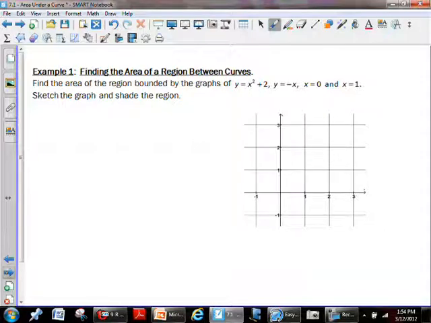So our first example: finding the area of a region between two curves. The curves in this case are y equals x squared plus 2 and y equals negative x. Let's graph y equals x squared plus 2 here in blue. Notice that the directions say to sketch the graph and shade the region. This is a calculator inactive question, so put those calculators away, kids. For y equals x squared plus 2, we could sketch this with a t-chart.